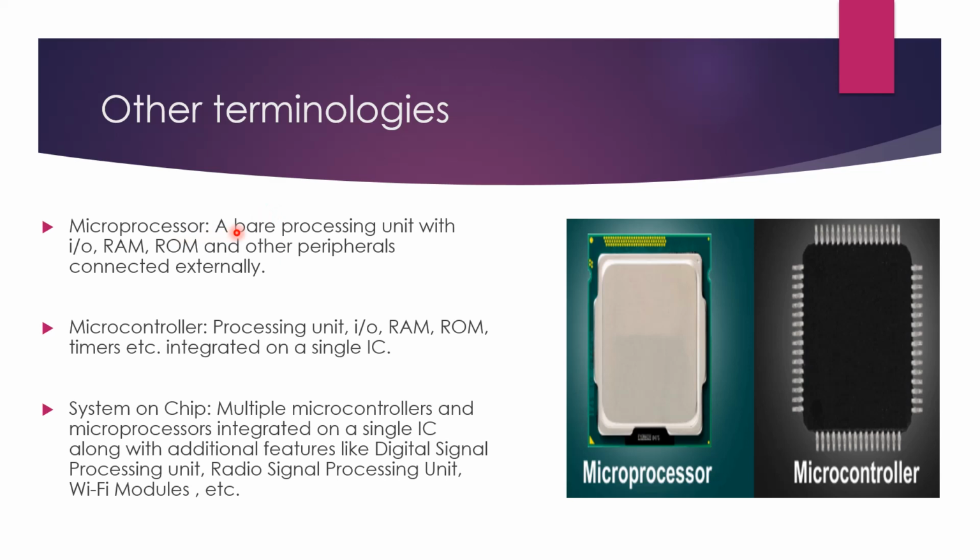A microprocessor is a bare processing unit with input, output, RAM, ROM, and other peripherals connected externally. On the other hand, the microcontroller has all these integrated on a single IC. The system on chip, on the other hand, has multiple microcontrollers and microprocessors integrated on a single IC, along with additional features like DSP or digital signal processing unit, radio signal processing unit, Wi-Fi modules, etc.